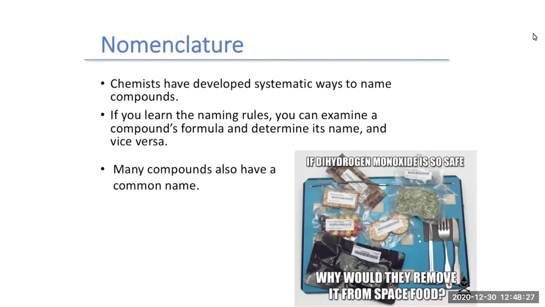One thing to note is a lot of compounds have common names. For example, water is a common name. If we looked at its proper systematic name, it would be called dihydrogen monoxide. If you want to impress or confuse or scare somebody, you can say, if dihydrogen monoxide is so safe, why did they remove it from space food? It's a great way to confuse your non-science friends.